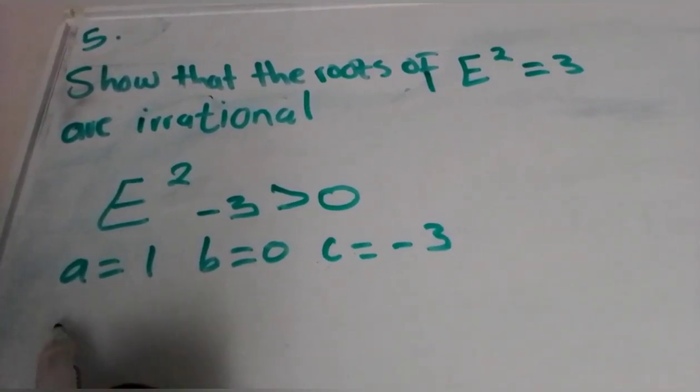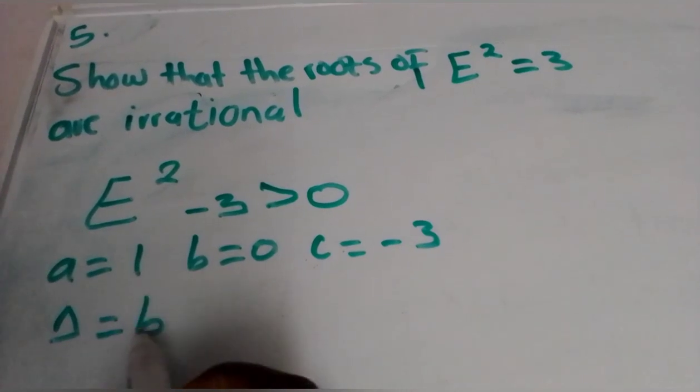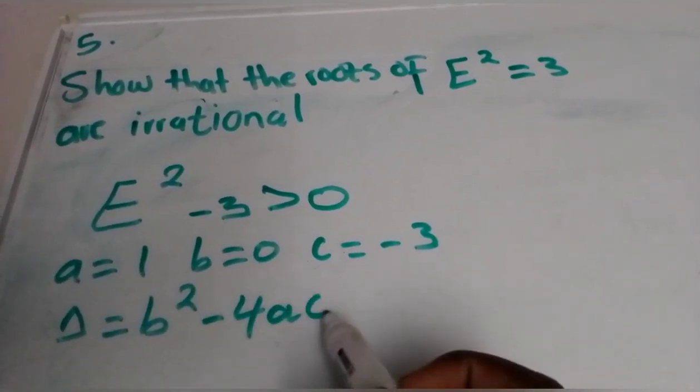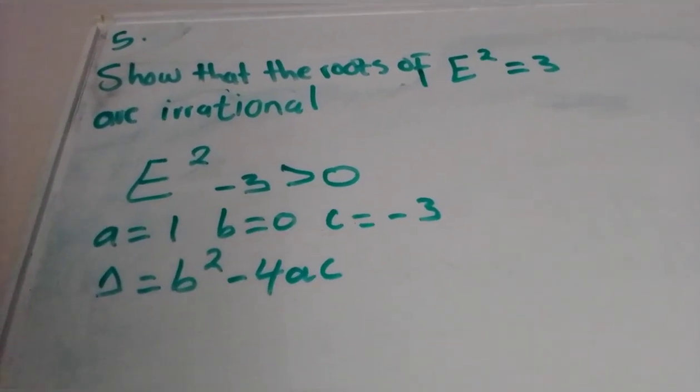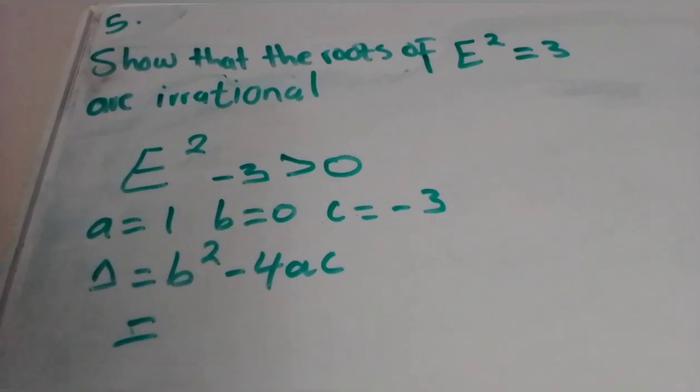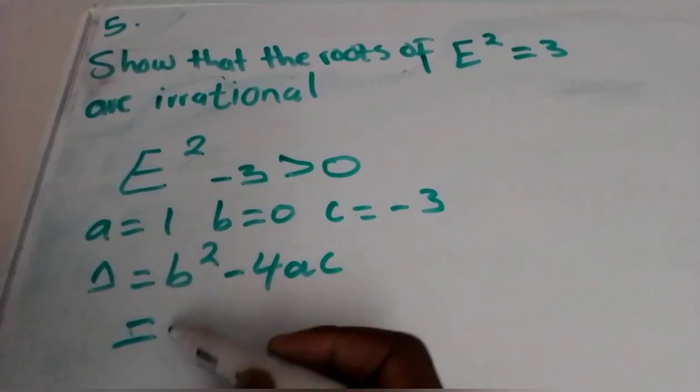So focus. Okay, you write your formula, b squared minus 4ac. So when you are here, you need to substitute. I like this one because it talks about e, and e is the first letter of my name.